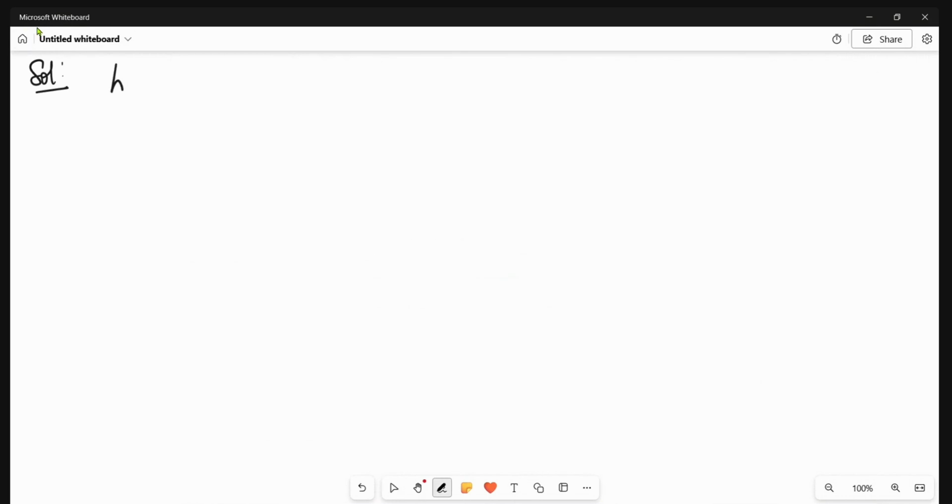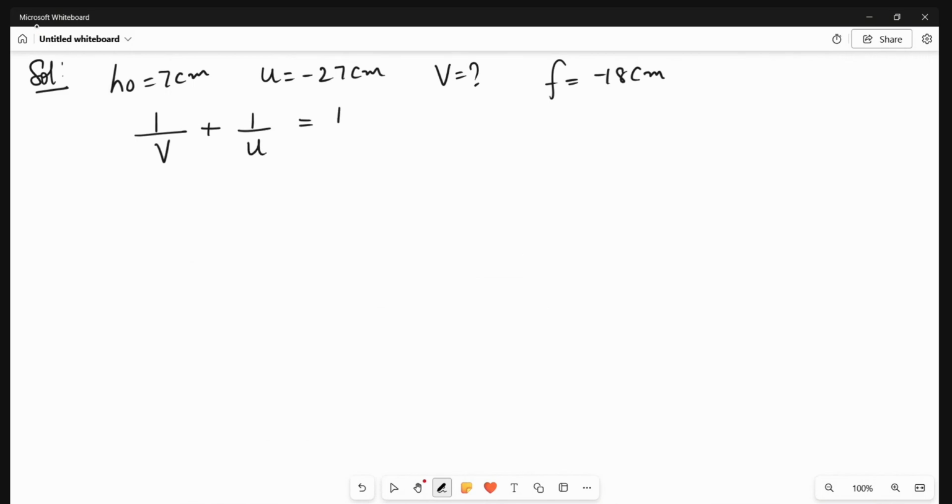So h naught is 7 centimeter, u is minus 27 centimeter, v you have to calculate, and f is equal to minus 18 centimeter. So the mirror formula is 1 by v plus 1 by u is equal to 1 by f. Okay, v you have to calculate.